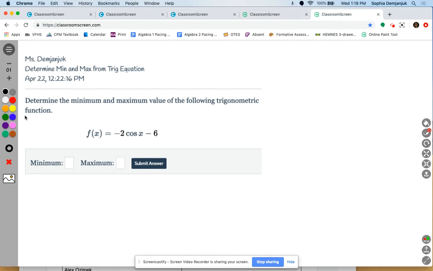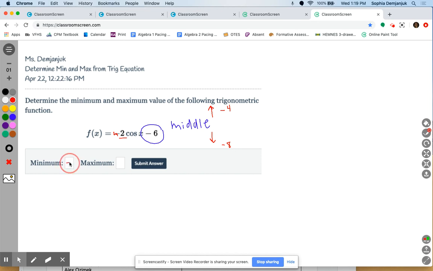And then for the last example, you don't have to be sketching these out each time. If you just know that the middle of your graph is at negative 6, and the amplitude is 2, it doesn't matter that it's a negative. That tells you that it's going to be going 2 units above negative 6, so that takes me to negative 4. And then 2 units below negative 6, so that takes me to negative 8. So my minimum is negative 8. My maximum is negative 4, and you don't have to draw yourself a coordinate plane.